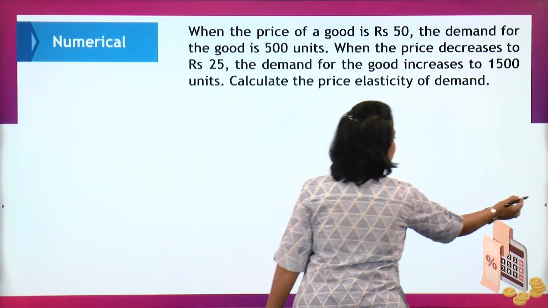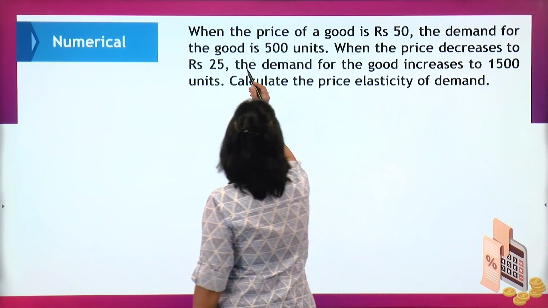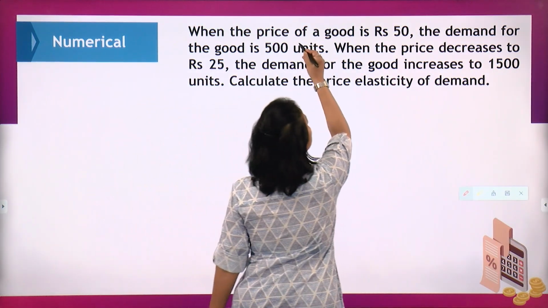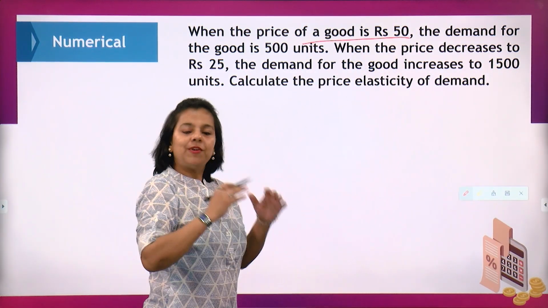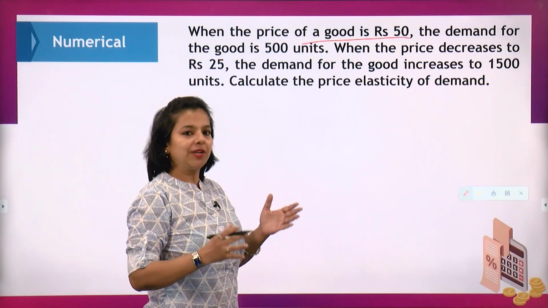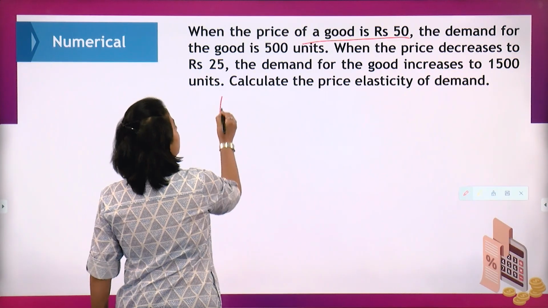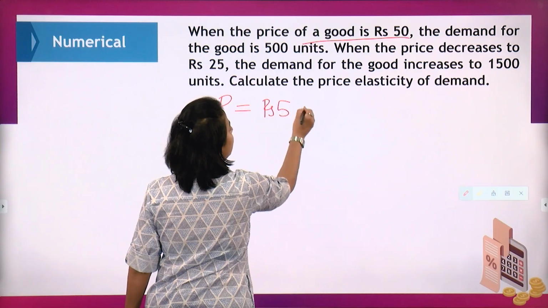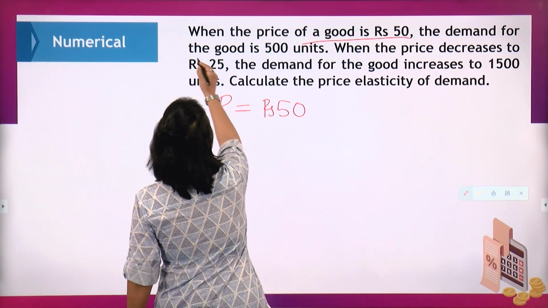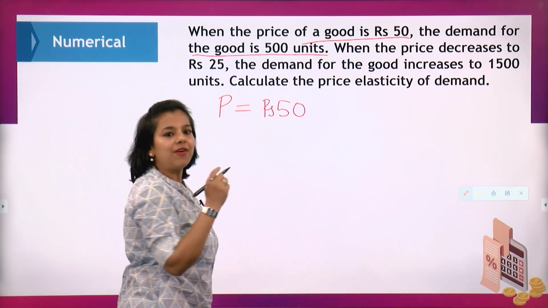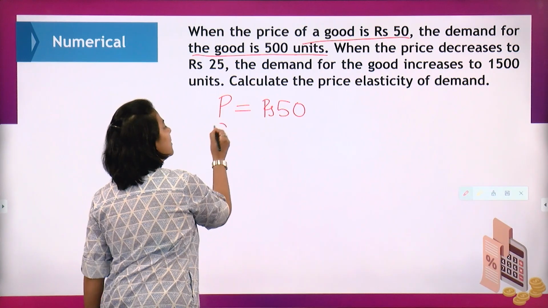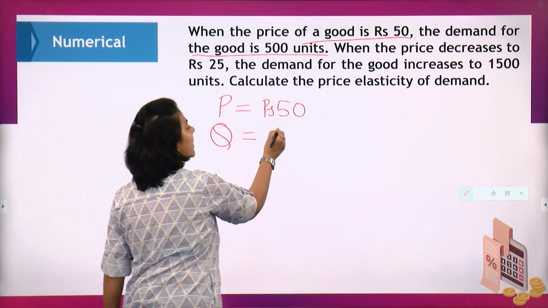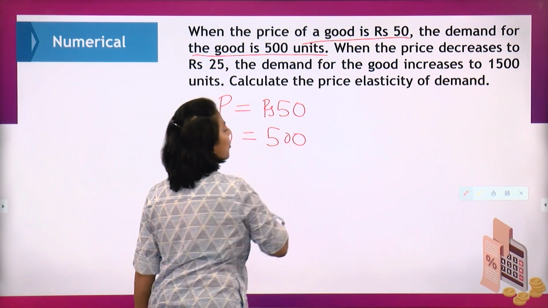Let's have a look at this. Here, the price of a good is rupees 50. We will write the information as given in the question. The original price is given as rupees 50. Now, the demand for the good is 500 units. So that means original quantity demanded is 500 units.